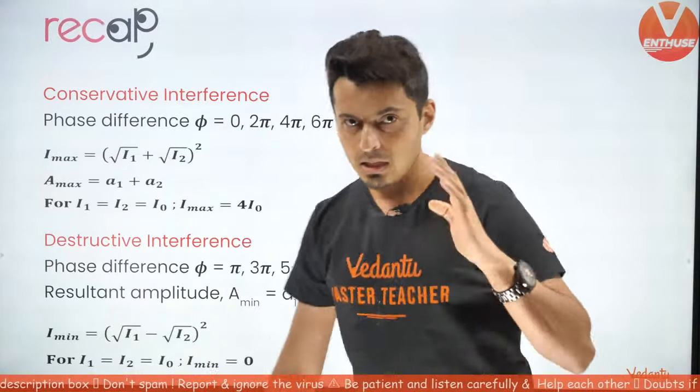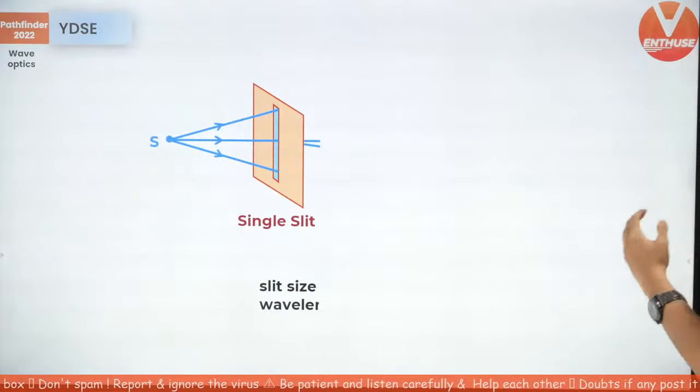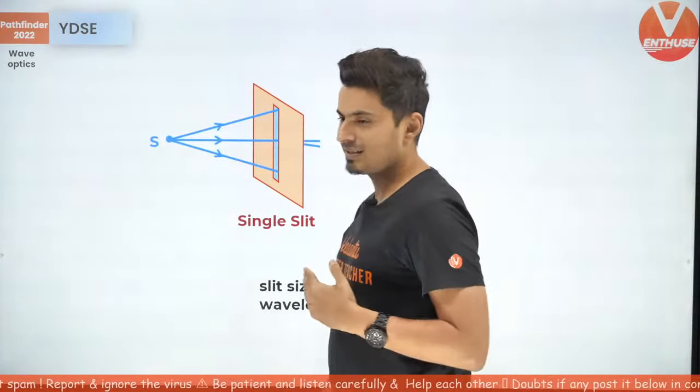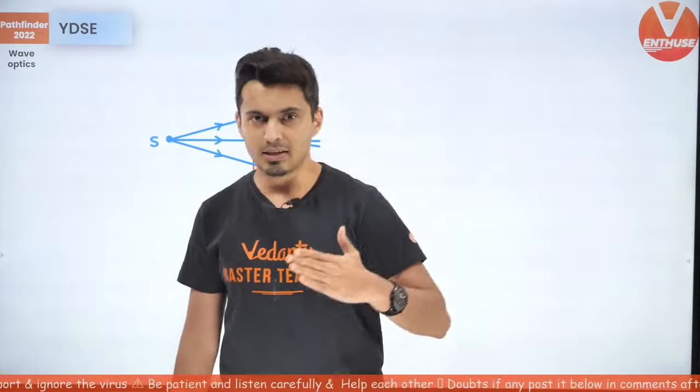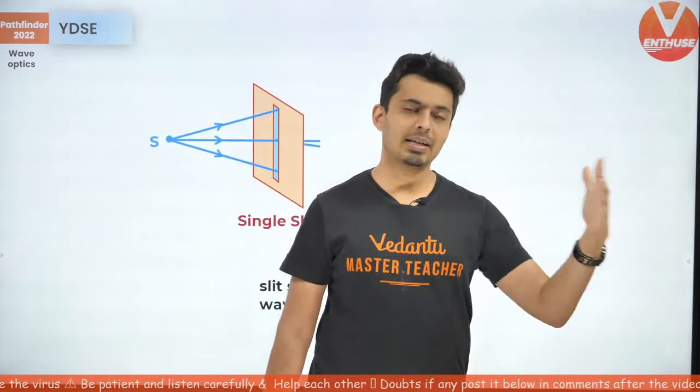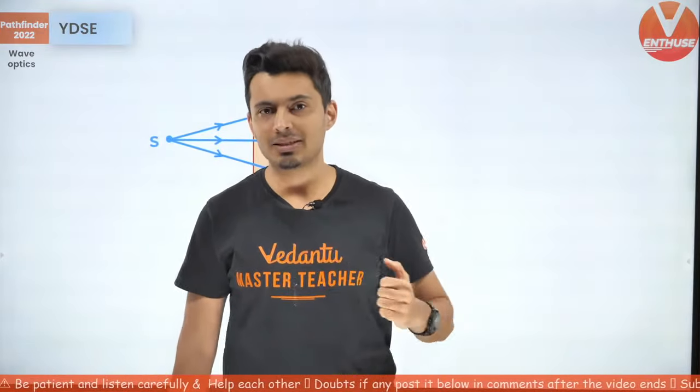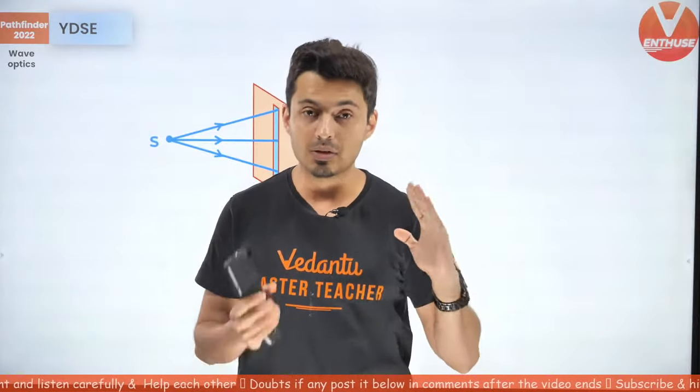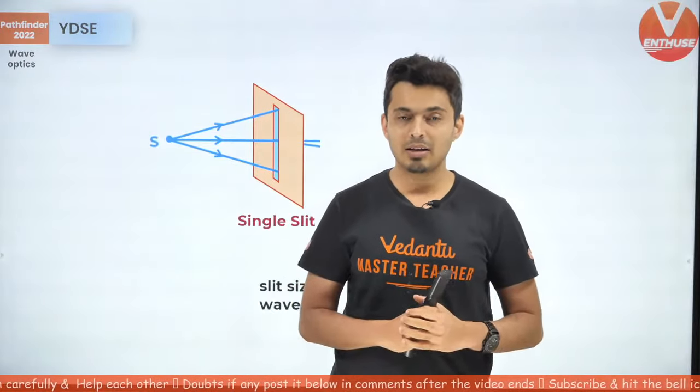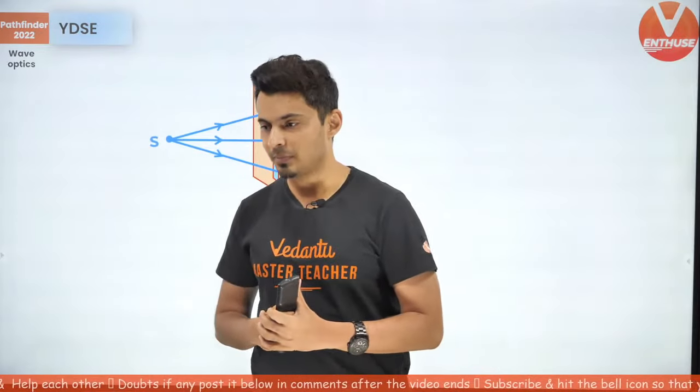Now, coming up ahead is the main YDSE. That's the short form of Young's double slit experiment. Young is the name of the scientist. Double slit because there are two slits in that experiment, and that's what it's all about.